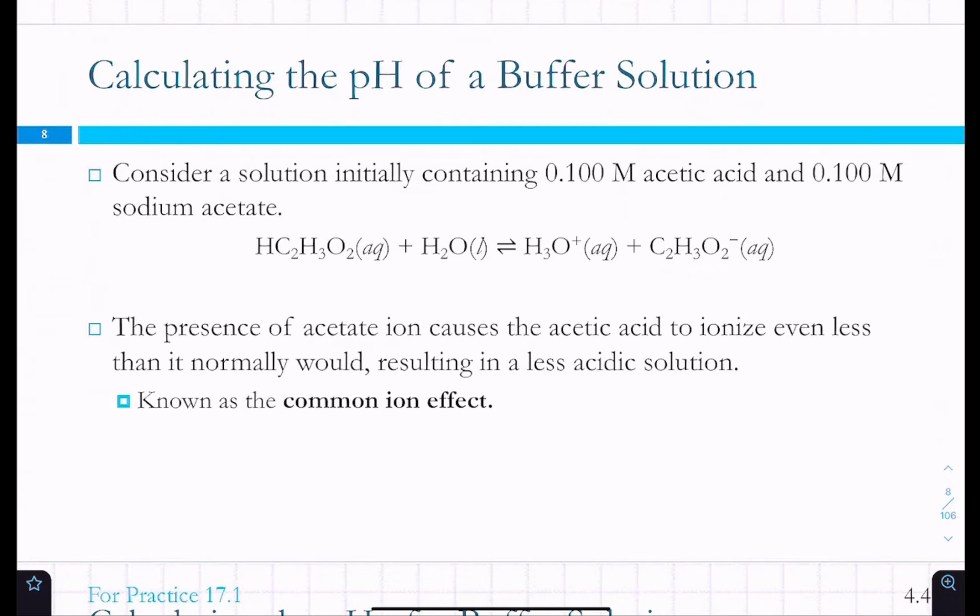So you couldn't put a weak base and a weak acid that were not conjugates of each other into a solution to form a buffer. They have to have a common ion effect in order to maintain those high concentrations and maintain the pH.